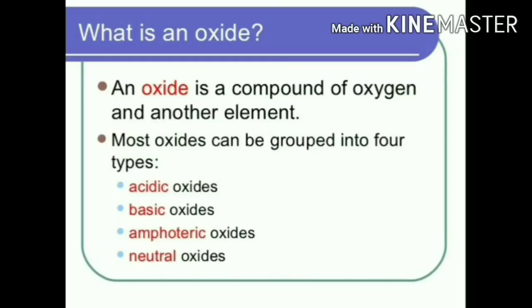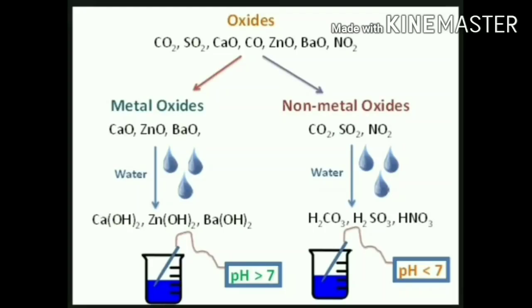The best example for neutral oxide is water, when oxygen combines with hydrogen. Here are a few oxides, namely carbon dioxide, sulfur dioxide, calcium oxide, carbon monoxide, zinc oxide, barium oxide and nitrogen dioxide. Now among these, they have classified them into the two major types, which are metal oxides and non-metal oxides.